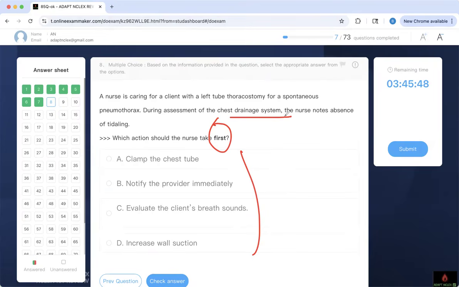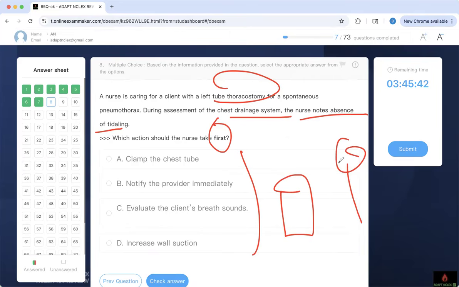Patient has chest tube drainage, right? And there is an absence of tidaling. This is the chest tube, and this is the patient. The chest tube is connected to the system, right? If the patient takes a deep breath, you see movement. The fluid moves in and out, or when you check the water chamber, the fluid moves up and down. It tells you the system is closed. It tells you the patient is functioning. If you don't see it, something is wrong. You should not clamp the chest tube. That's bad. You should not notify the provider until you figure out what's going on.